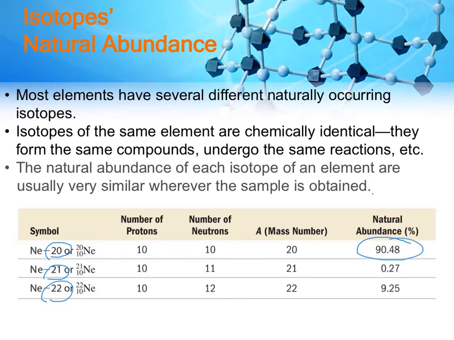We have neon 20, neon 21, and neon 22, and their abundances are really different. The most abundant by far is neon 20. That is the most stable of the three isotopes. The other two isotopes of neon are present in much smaller amounts. So what scientists did when they were making the periodic table, they asked themselves a basic question: which mass do we report for neon in the periodic table?